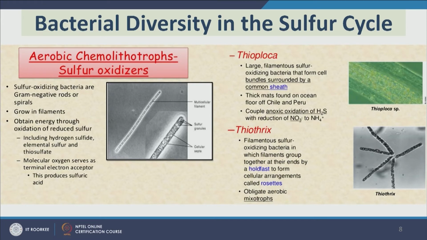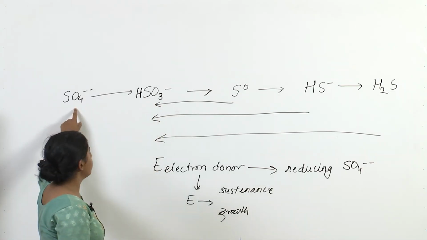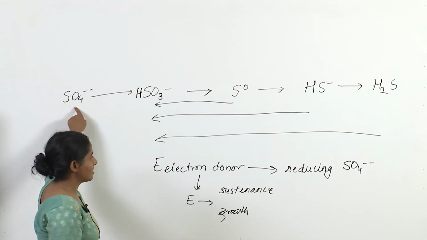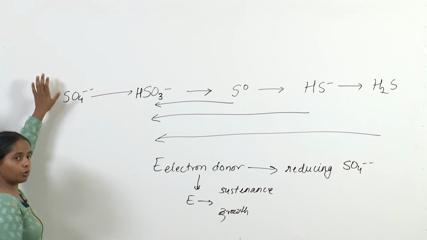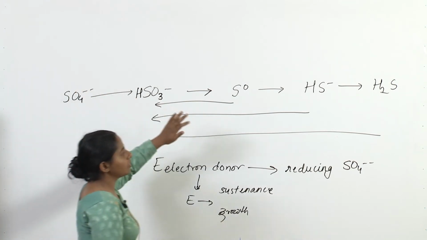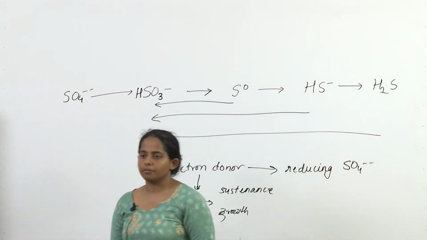Molecular oxygen serves as terminal electron acceptor, and this produces sulfuric acid. So if oxygen is present and the reduced forms of sulfur are being oxidized, then we will get sulfite and sulfate. And if there is water present, definitely this is sulfuric acid. As I mentioned before, there are some compounds that are more oxidized forms of sulfur, and there are some that are more reduced forms of sulfur, but this is the general chain.